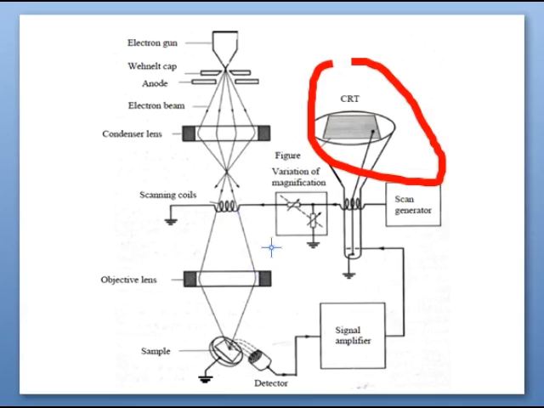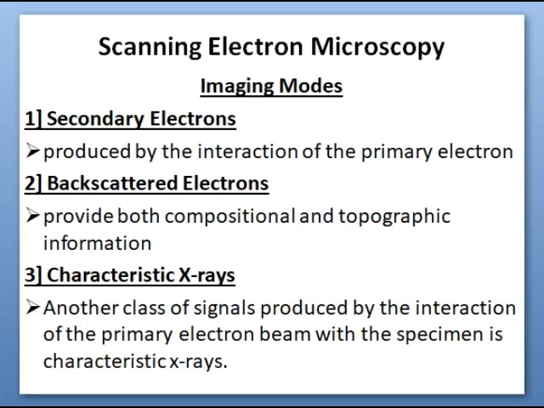So apart from secondary electrons, this can also generate other electrons. The second one is backscattered electrons, which we have discussed, and the third one is characteristic X-rays. So these are the three phenomena of generation of an image in scanning electron microscopy.